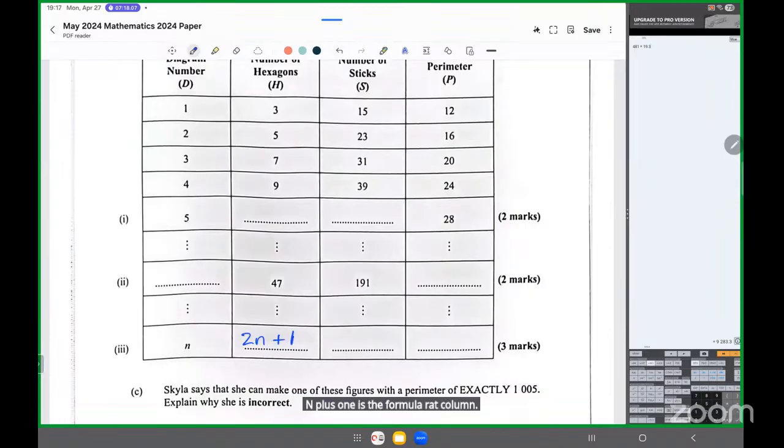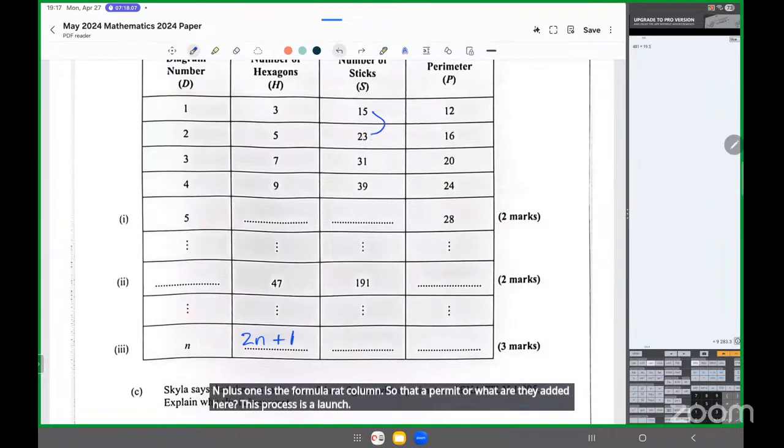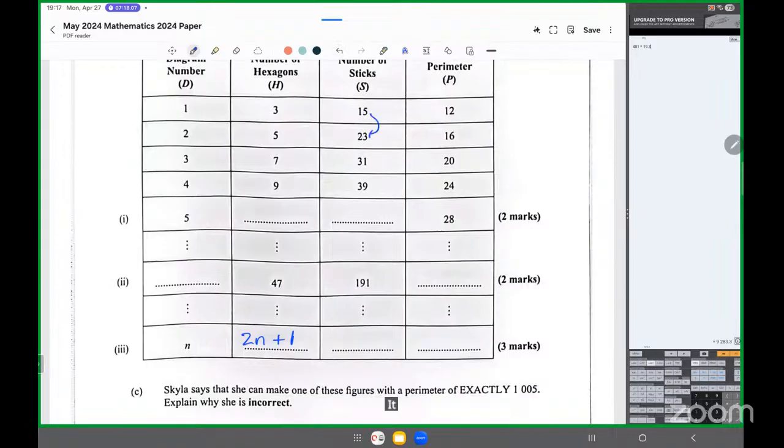Just the perimeter, what are they adding here? This plus this is how much? 8. Is it 8 again to get this one? Yes, I keep adding 8, right? So because I keep adding 8, the formula starts with 8n. But the first figure is 15. 8 times 1 is 8. If I add 7 to that, that's the formula. If you're not sure, you can try the 2 on it to see if it works. 8 times 2 is 16. 16 and 7 is 23. See that? So you can try the formula again.